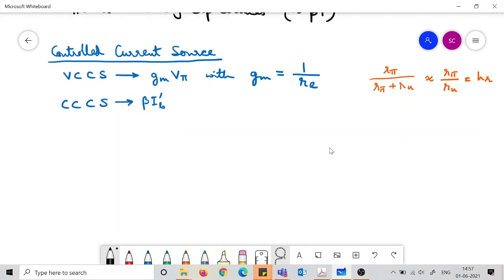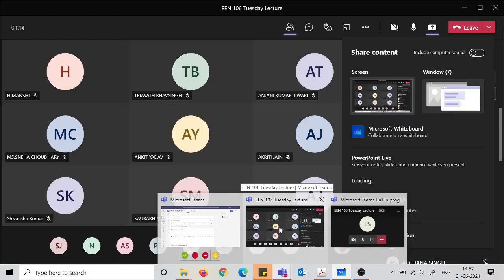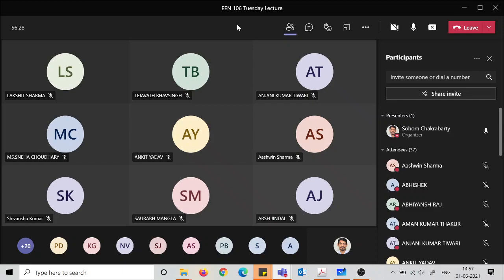So this completes all the different models of the transistor. Mainly we are working with the RE equivalent model or the approximate hybrid equivalent model, and we have seen that both are basically the same. There is a very direct relationship between those two. So with that note, I will end the chapter on BJT.